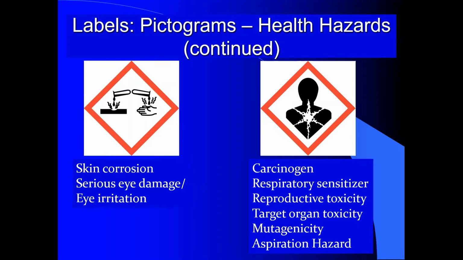Labels, pictograms, health hazards continued. We have a label for skin corrosion, serious eye damage, and eye irritation. That's this label. There's a label for carcinogen, respiratory sensitizer, reproductive toxicity, target organ toxicity, mutagen, and aspiration hazard. That's this right here.